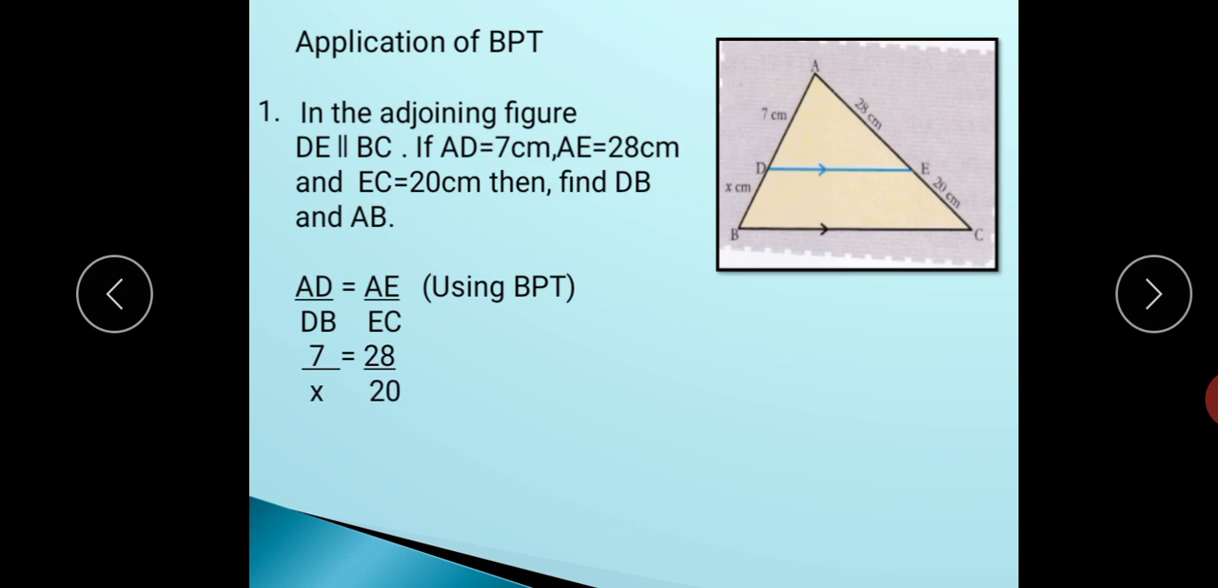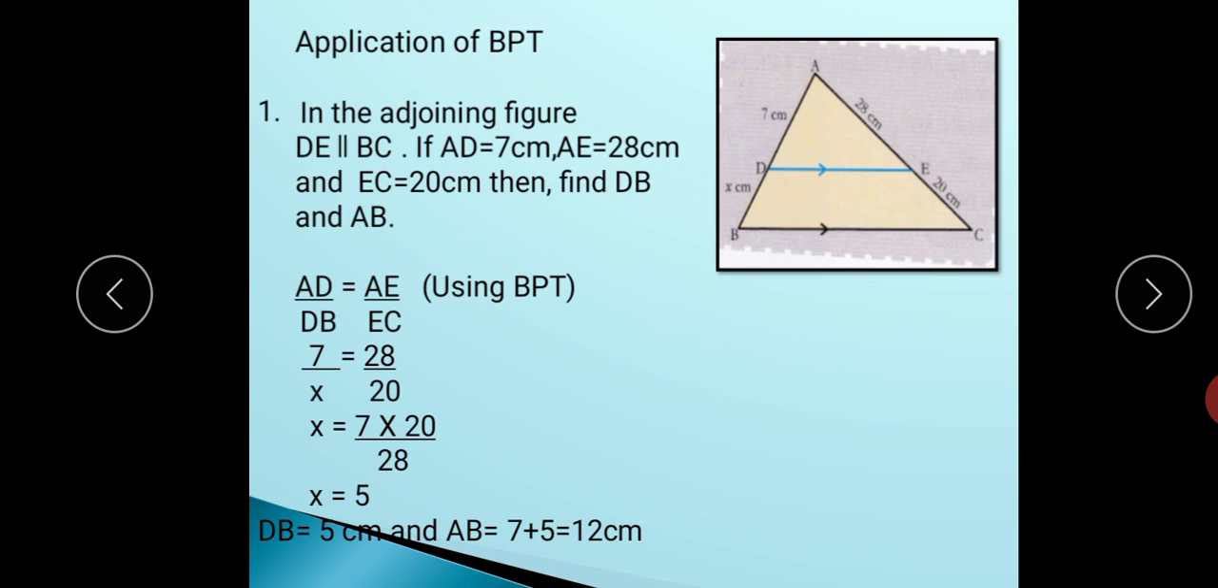So we'll substitute 7 upon X is equal to 28 upon 20. Therefore, X is equal to 7 into 20 upon 28. 7 4s are 28, 4 5s are 20. So you will get X is equal to 5. So since X is equal to 5, you will get DB is equal to 5. We are also asked AB. So AB will be 7, that is AD plus DB. So that is 7 plus 5 is equal to 12 centimeters.